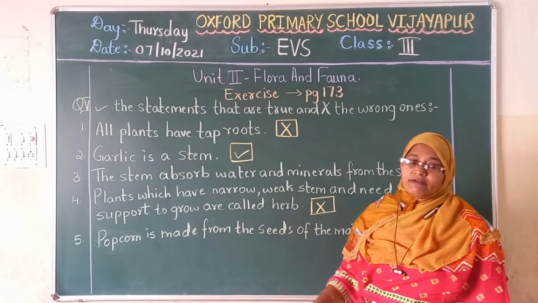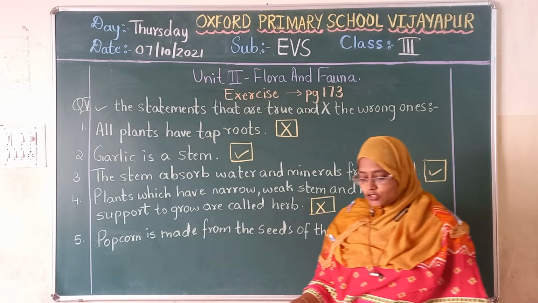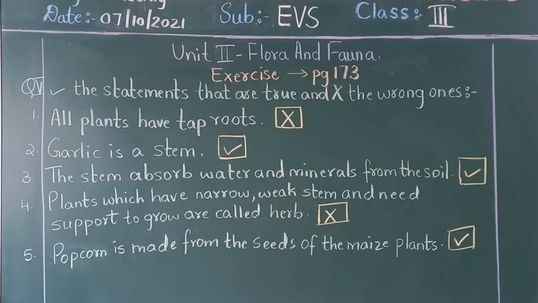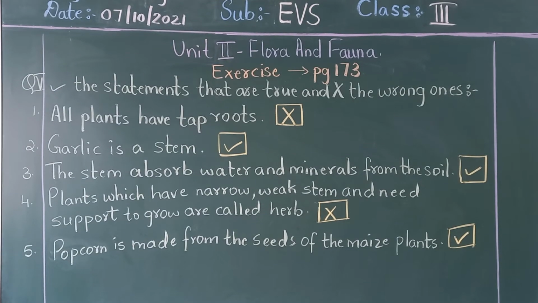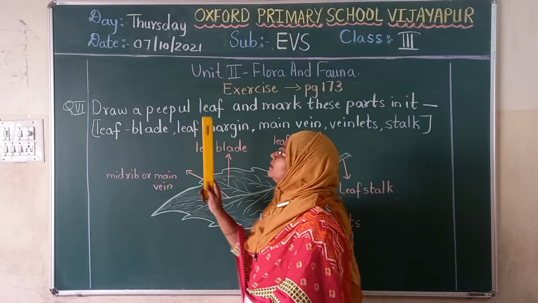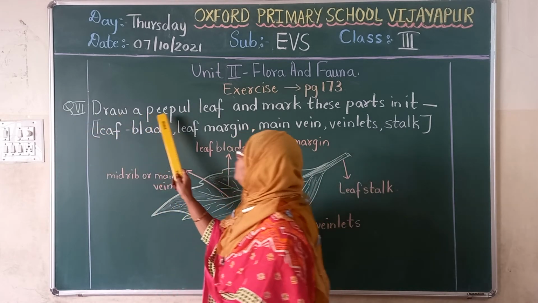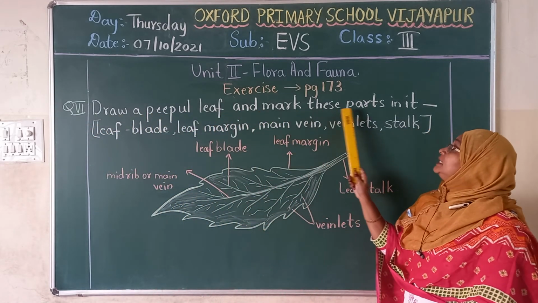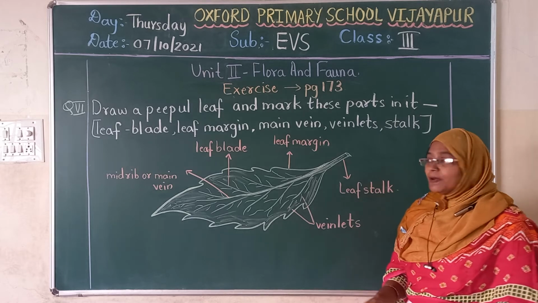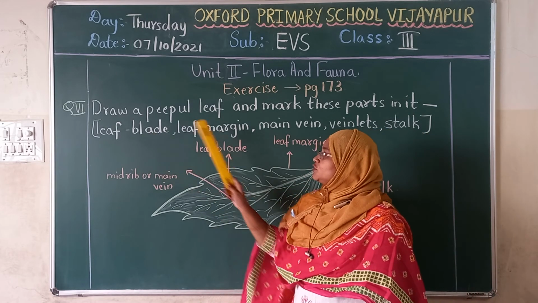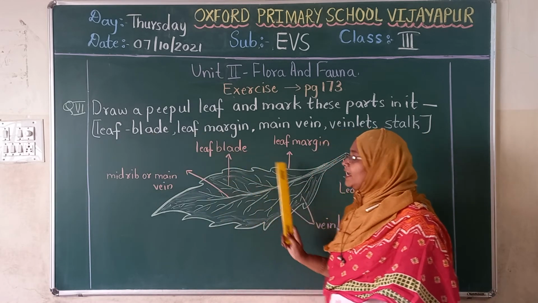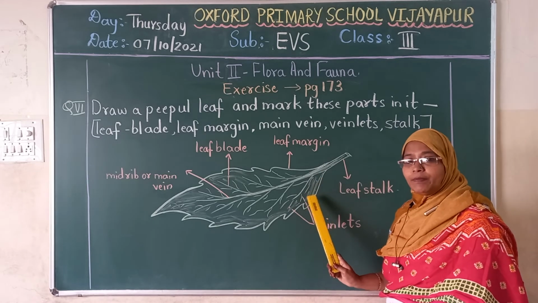Right or wrong? I will rub the board and we will write question number 6. See children, question 6. Draw a peepal leaf and mark these parts in it. Which are those parts? Leaf blade. So here is the leaf blade. See, I have drawn a leaf of a peepal.